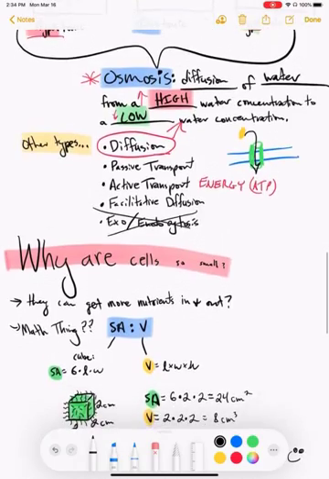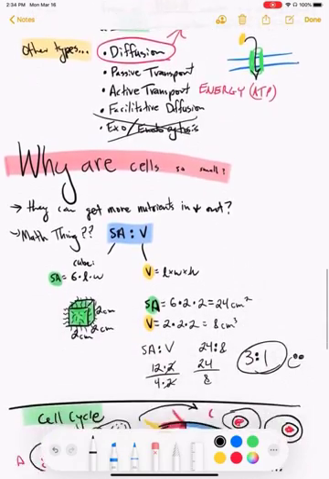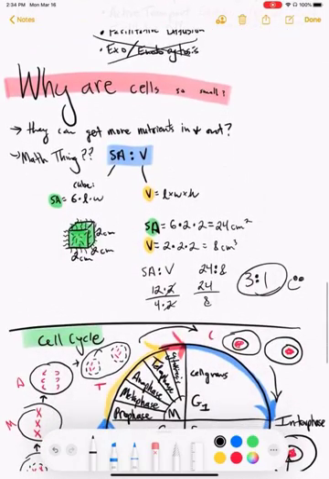Next we have, why are cells so small? Why are they so tiny? Why don't we have big old cells? Why do we have to have such small cells? Why do we have to have so many cells to take care of? And it all comes down to math. It comes down to the surface area to volume ratio.